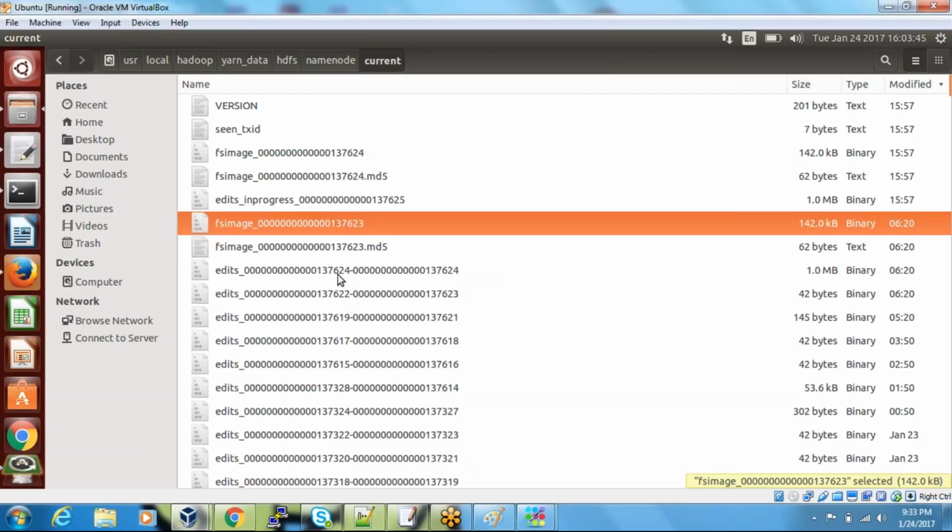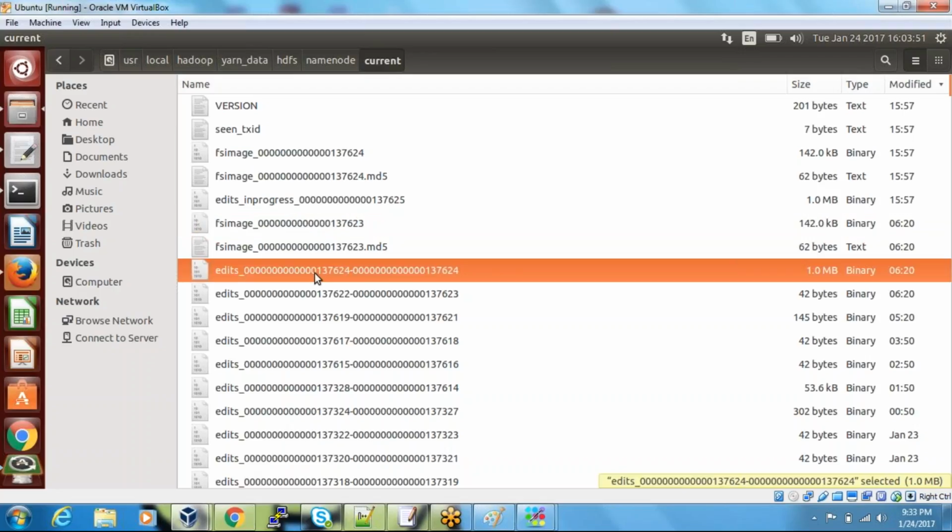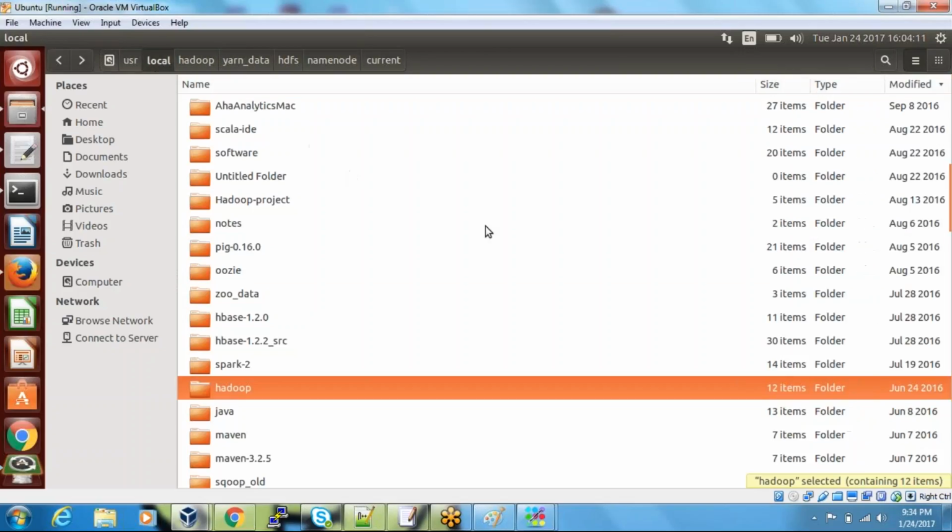This image file contains all your metadata information. This edit log contains the transactional information. I don't want to take you in that direction now, but the transactional information is like when you create a directory or when you create a file, that information will be available in your edit log file. We'll see more in detail later. Is this clear, guys? Is this clear about your metadata information?